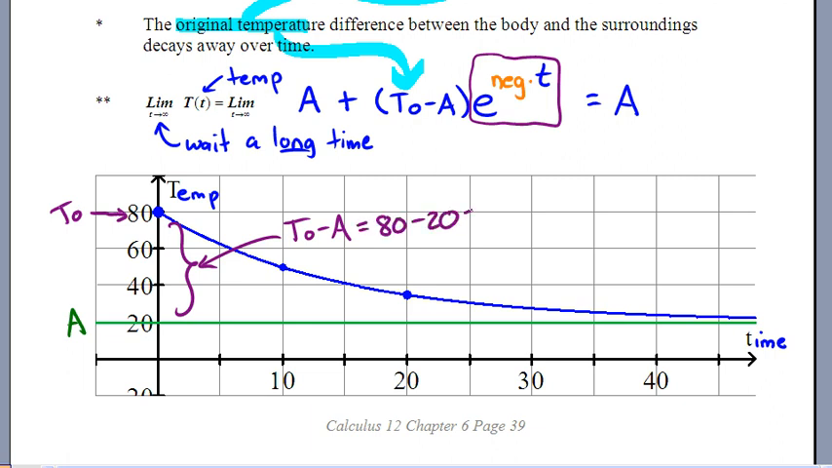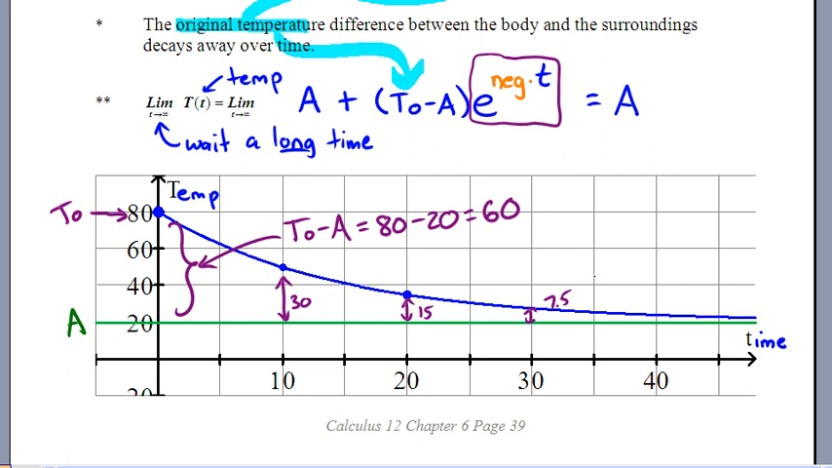So that's all that this T0 minus A does. It would just say, hey, did you notice that you were originally 60 above room temperature? And then that 60 decays away. At the beginning, you can see we're 60 degrees above room temperature. Then you wait a little bit. Uh-oh, look, now we're only 30 degrees above room temperature. Then you wait a little bit more. Now we're only 15 degrees above room temperature. And then here, now we're only 7.5 degrees above room temperature.